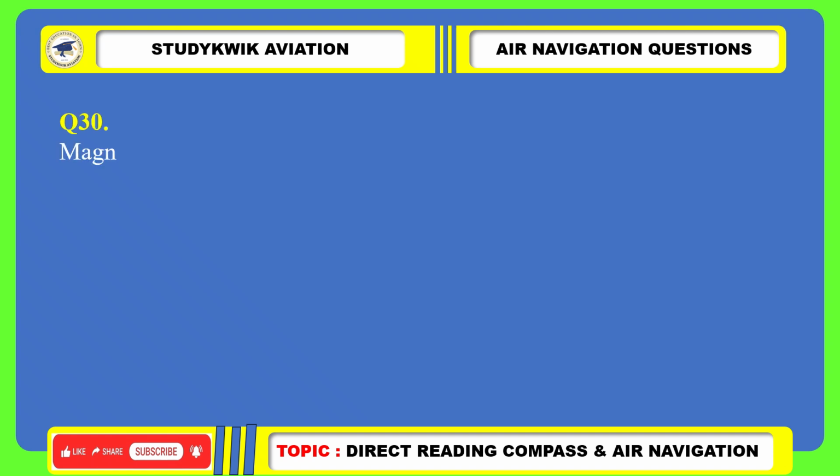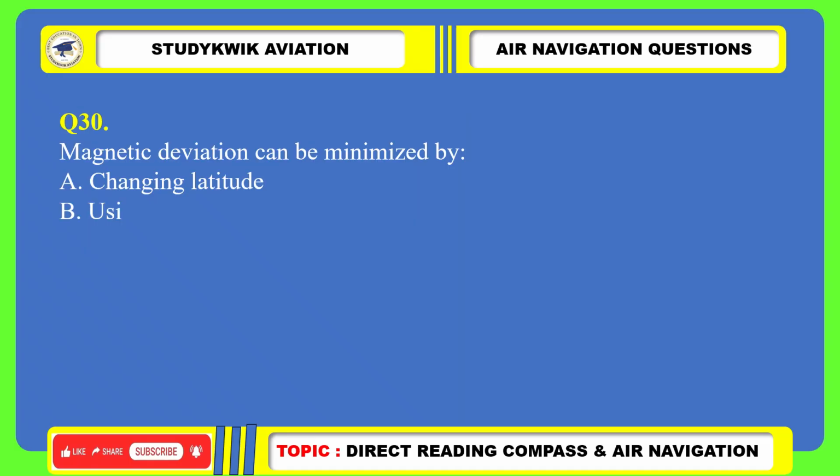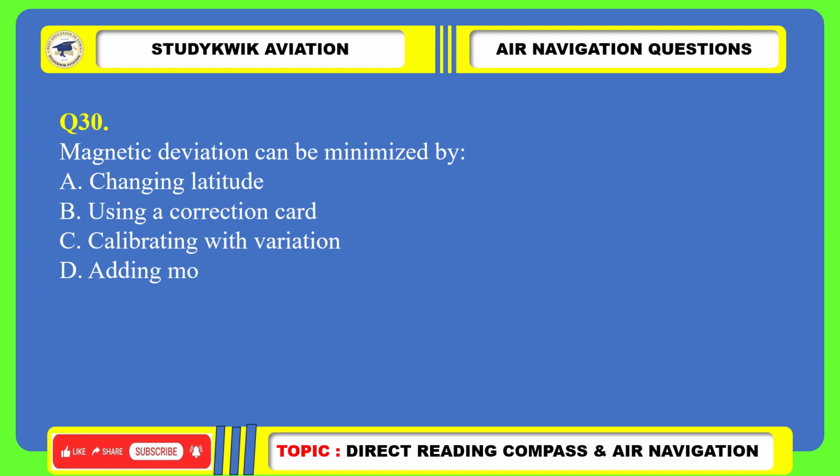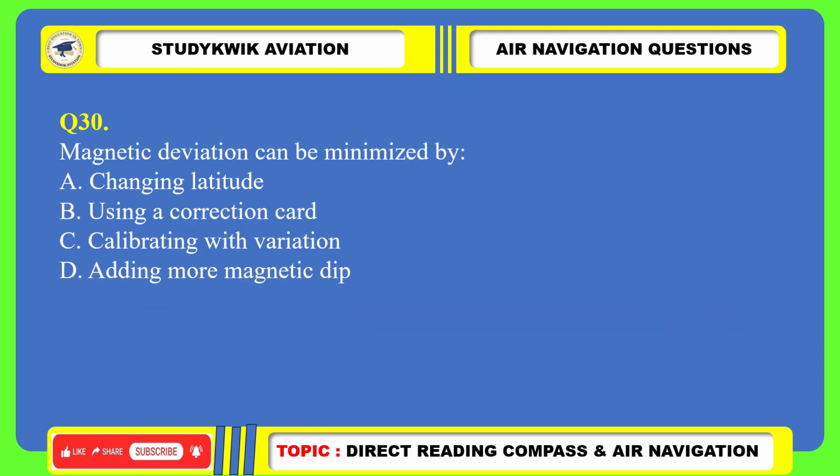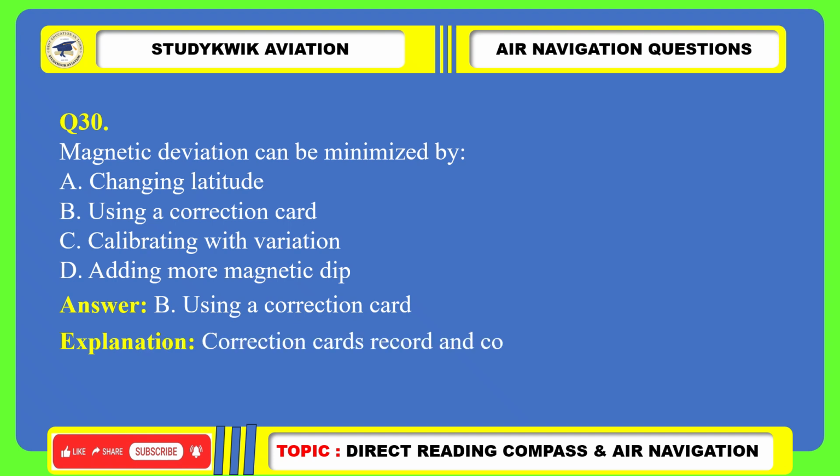Question 30. Magnetic deviation can be minimized by changing latitude, using a correction card, calibrating with variation, adding more magnetic dip. The correct answer is B. Using a correction card. Correction cards record and correct known deviations.